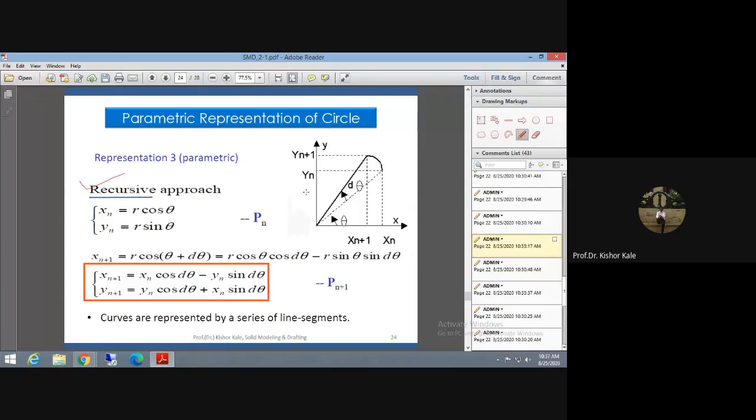Before that, just see this sketch. What you can see in this representation. Now first, this is the first point, xn and yn. We can say this is a point Pn. And this next one is Pn plus 1.